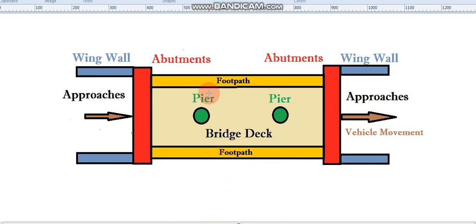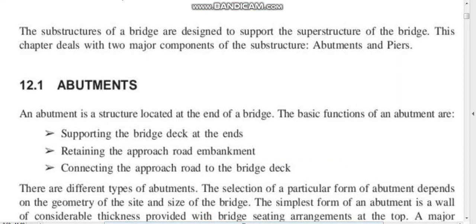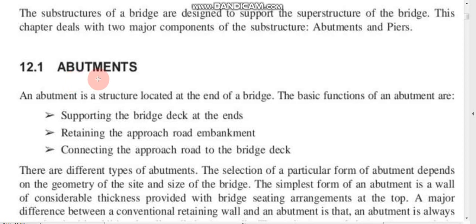We will study one by one the three parts of the bridges, that is abutment, the piers and the approaches. Let us start with the abutment, which in this figure the red color indicates, present at the end of the bridges. The substructure of a bridge is designed to support the superstructure of the bridge. The first component is the abutment.